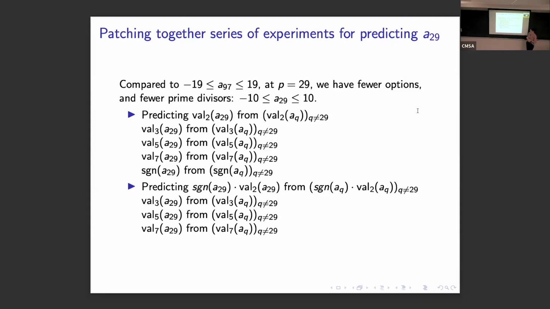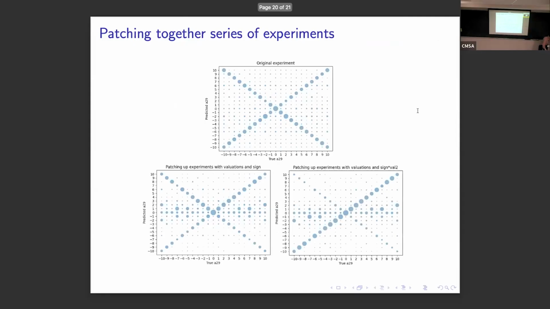But then there was another experiment that had the sign at A29 times the valuation at 2. So I was thinking, will that do a little bit better? Just to show you, this is the original experiment predicting A29. This is if you're patching together the different valuations at 2, 3, 5, and 7, and the sign, but the sign is predicting it at random. And this is for the same valuations at 3, 5, 7, and the sign times the valuation at 2. So that was one experiment.